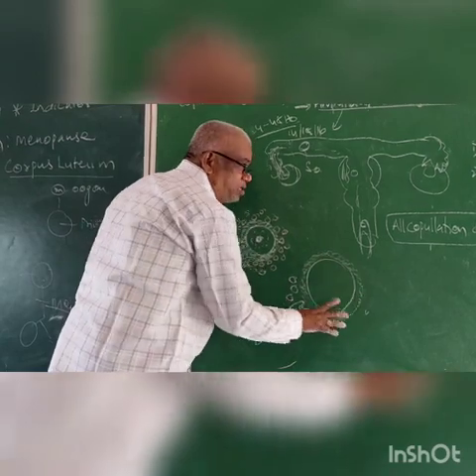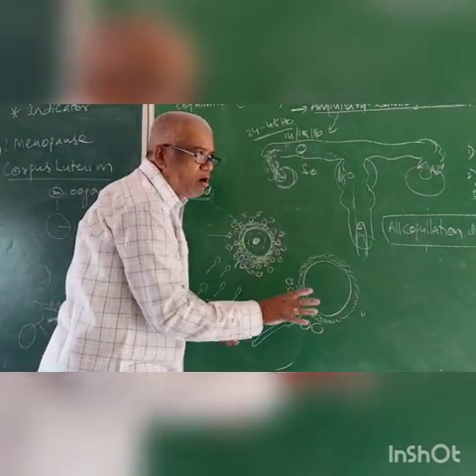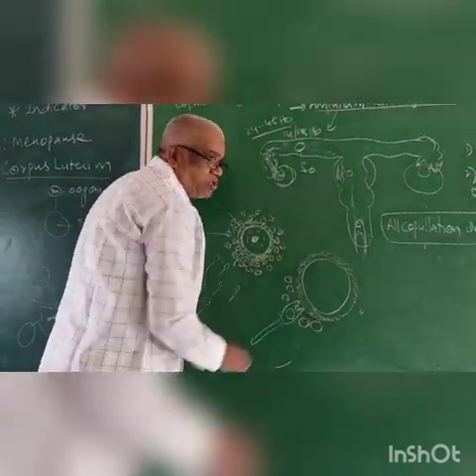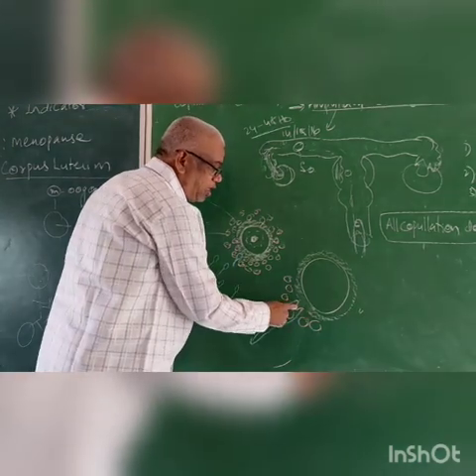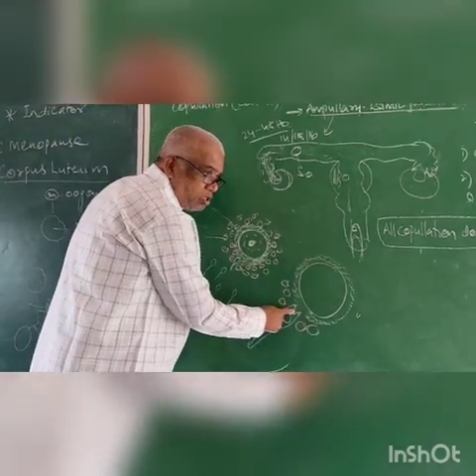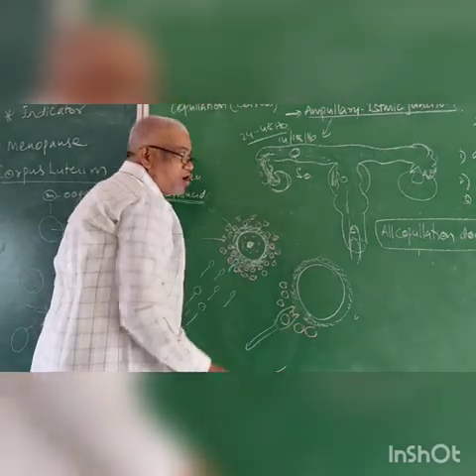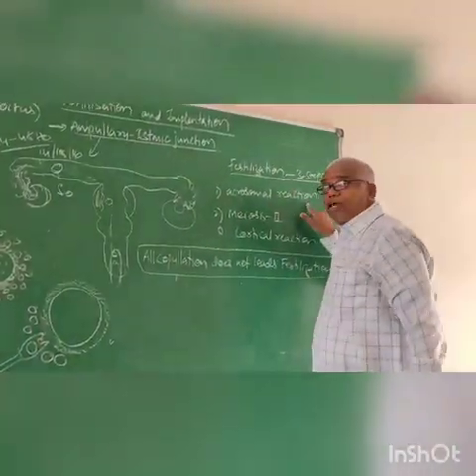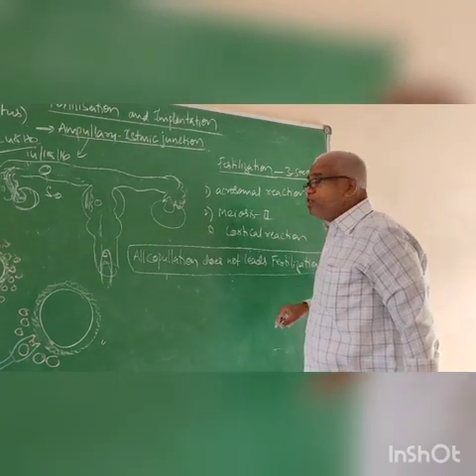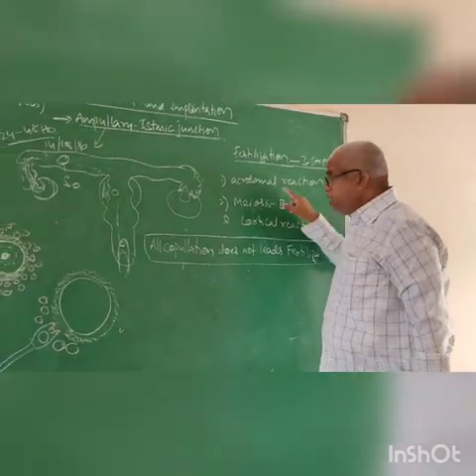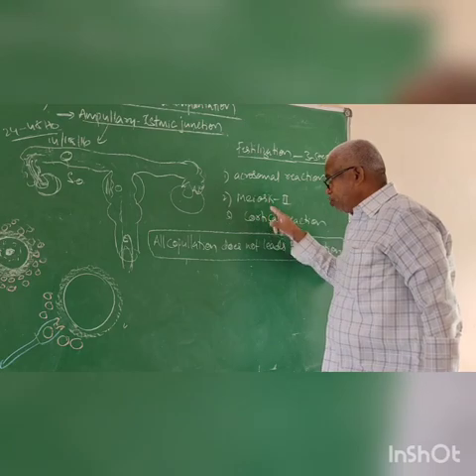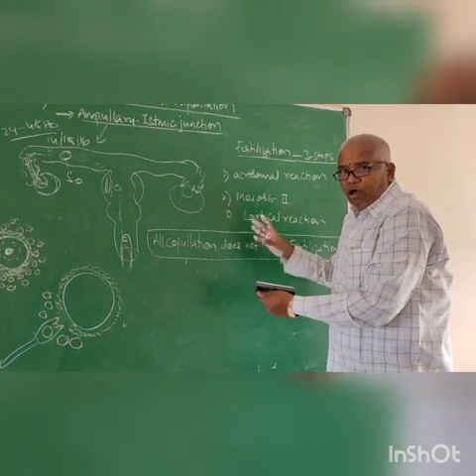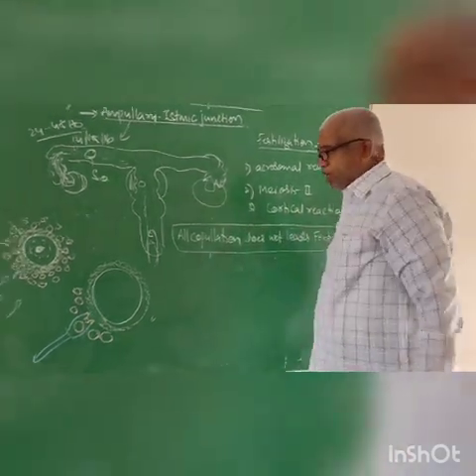The remaining zona pellucida is normal. You can't say hard and soft here. Why is it soft? Due to the spraying of the enzyme which is present in the acrosome. Now this is called the acrosomal reaction. The fertilization starts with the acrosome. Actually, acrosomal reaction, meiosis 2, and cortical reaction, these three occur almost simultaneously.